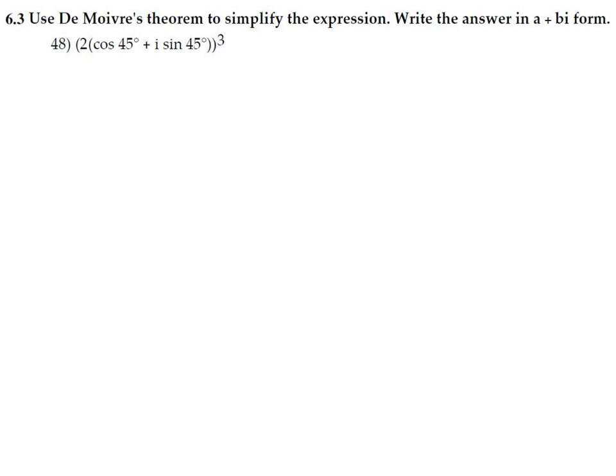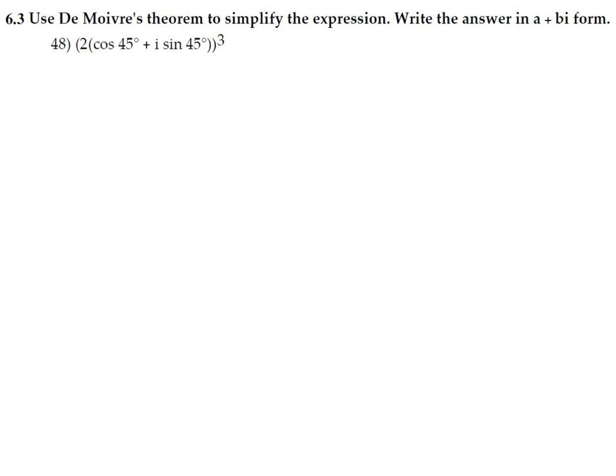Use De Moivre's theorem to simplify the expression. Write the answer in a plus bi form. So what we have here inside, notice the I, is a complex number. It is written in trigonometric form, or polar form, and this number is to the third power.